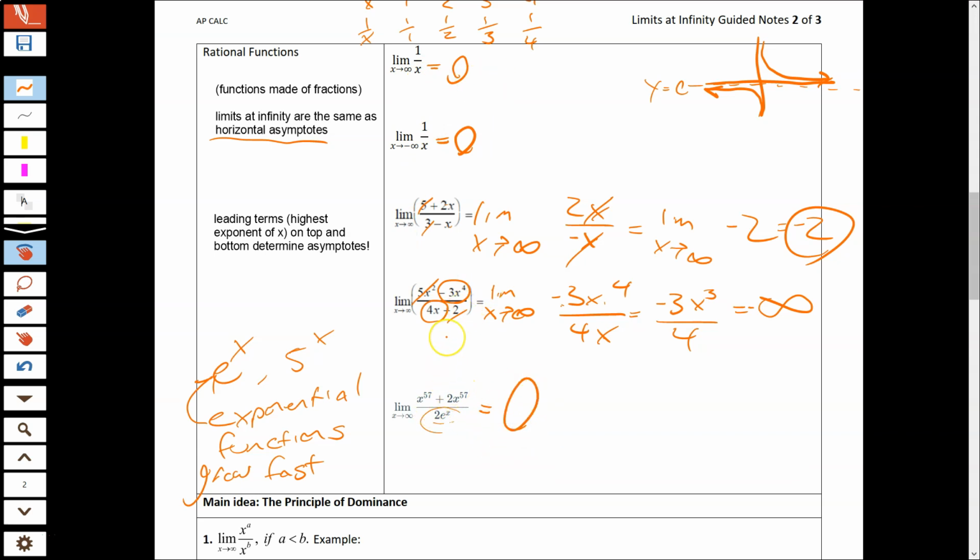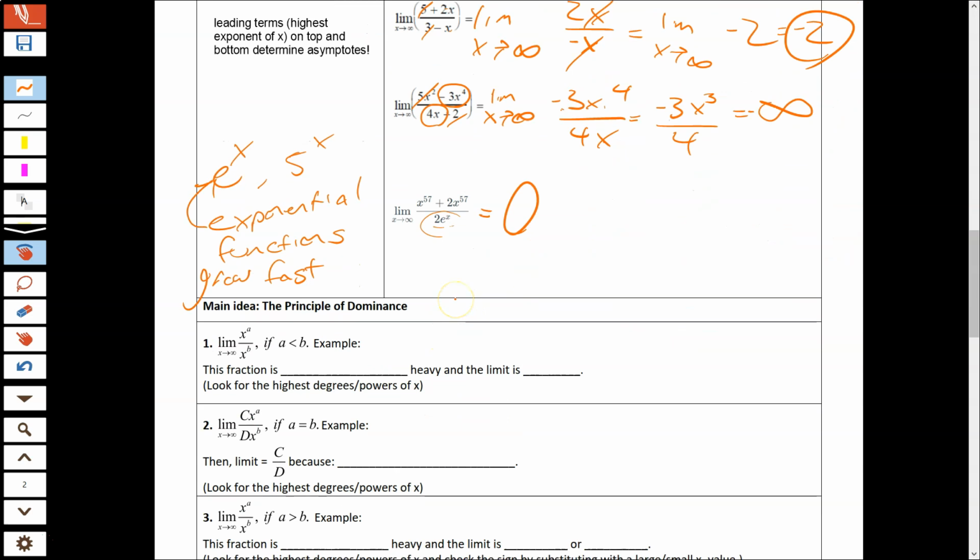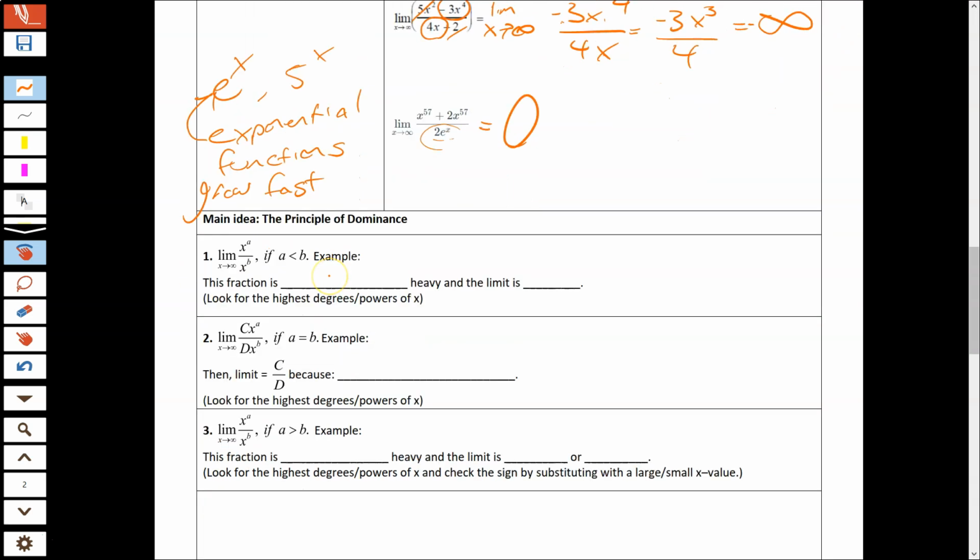Okay, so those are some examples. This main idea is sometimes called the principle of dominance, but these are our rules. So if you're somebody who likes to write down the rules, here they are. Okay, so a and b are exponents. So this says if a is less than b, in other words, b is bigger, we say the fraction is bottom heavy. So bottom heavy means something like x squared over x to the 3rd. So that means my bottom is growing much faster, the limit is 0.